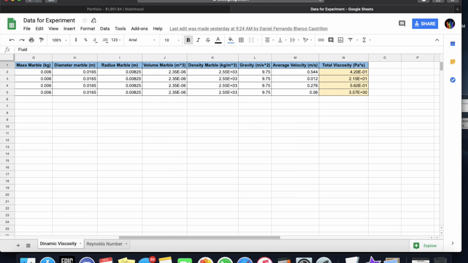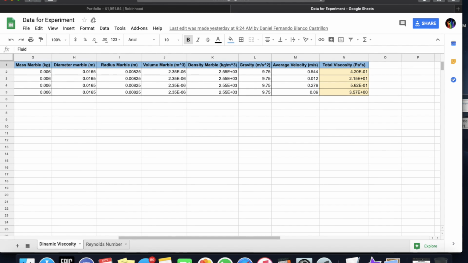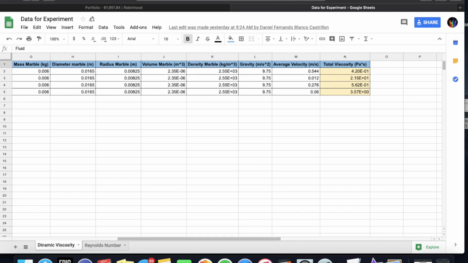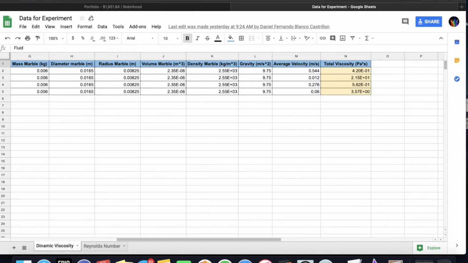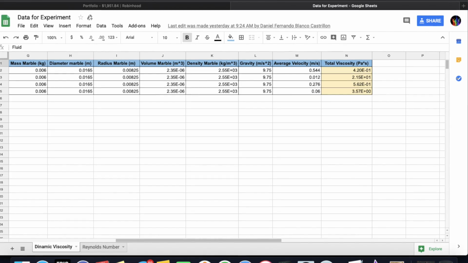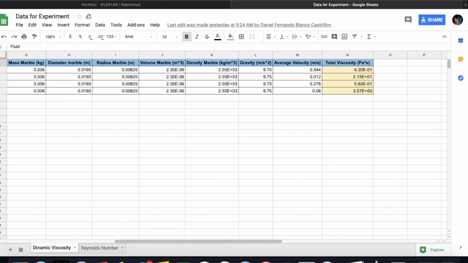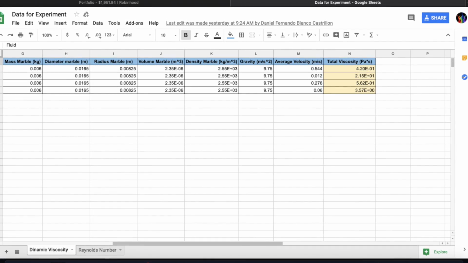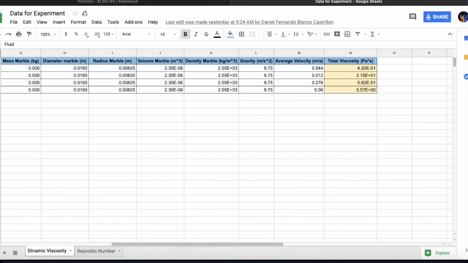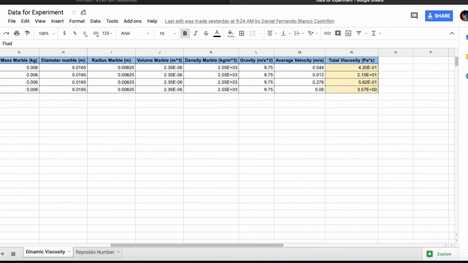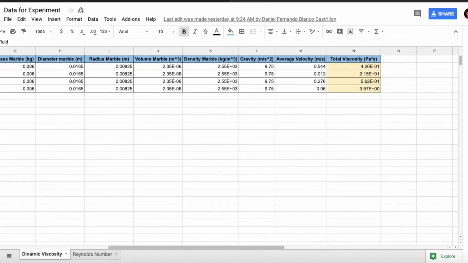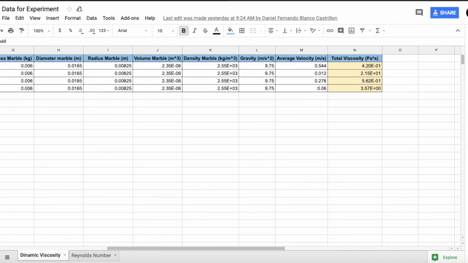To find the volume of the marble, we use the equation for the volume of a sphere, that is 4/3 of pi times radius cubed. We plugged in the values and got that the volume of the marble was 2.35 times 10 to the negative 6 meters cubed. Then we found the density of the marble using the equation of mass over volume, and we got that the density of the marble is 2.55 times 10 to the 3 kilograms over meters cubed. Then we use the constant of gravity, 9.75, and we put it in all of the categories.